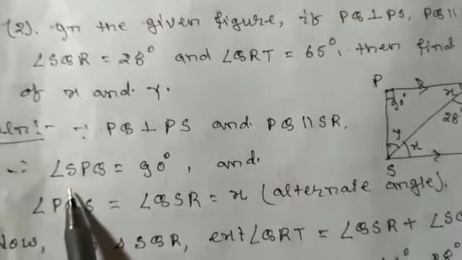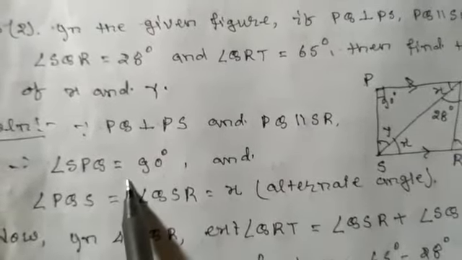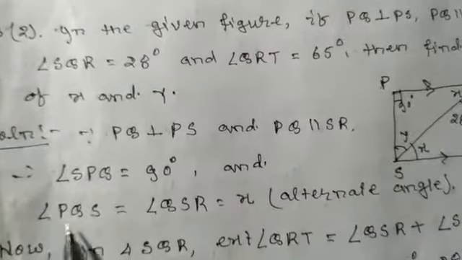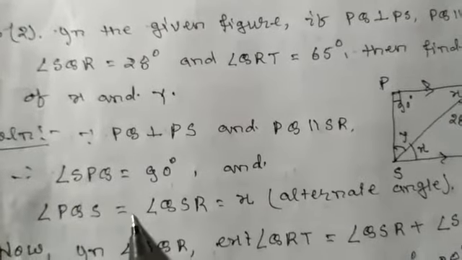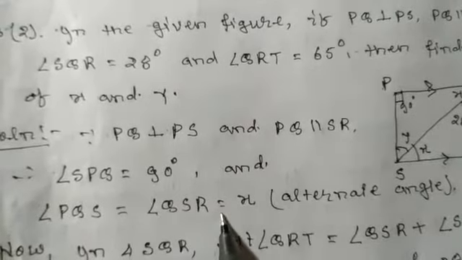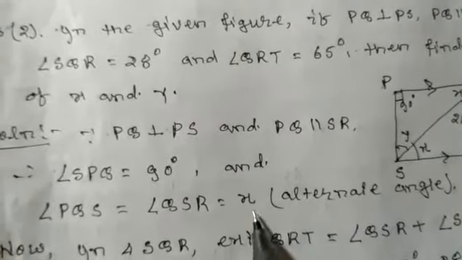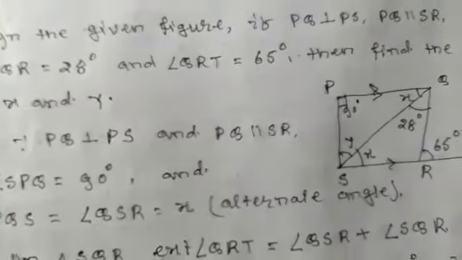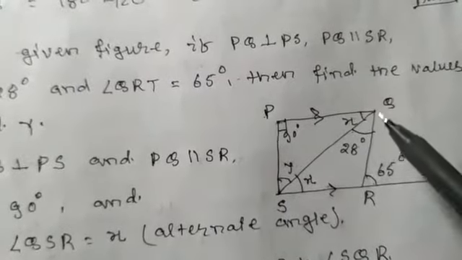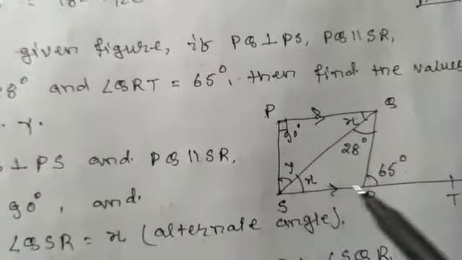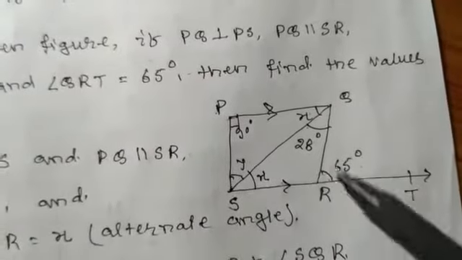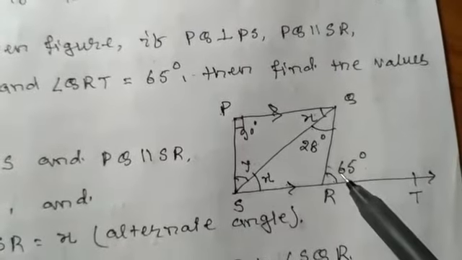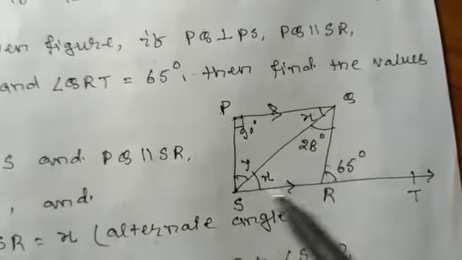So from it we have angle SPQ equals 90 degrees and angle PQS equals angle QSR, which will be equal to X, that is from alternate angles. Now as you can see from the figure, side SR is produced up to T, making an exterior angle QRT of 65 degrees for triangle QSR.